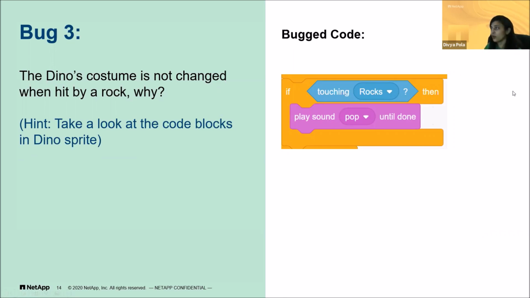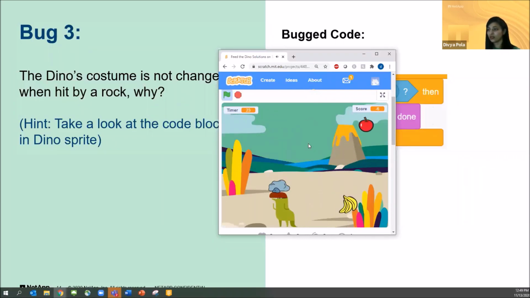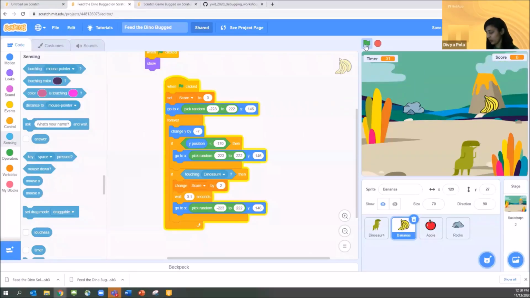Do you remember from the working code how the dino's costume changes? Let's see that again, okay? Whenever the dino is hit by a rock, you see that the costume of the dino is being changed. But that doesn't seem to happen in our bug code. What do you think is happening here? I've launched the polling. So in the bugged code, the costume doesn't change when it is hit by the rock. What do you think is happening?